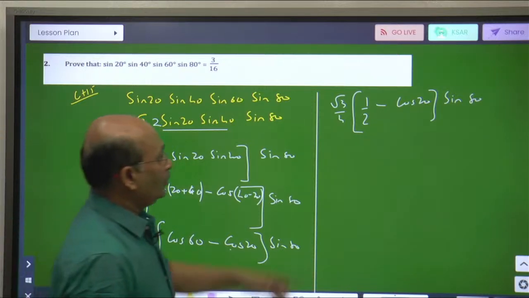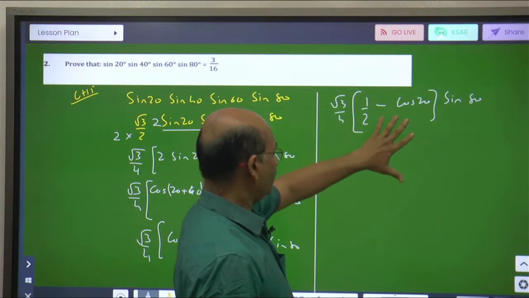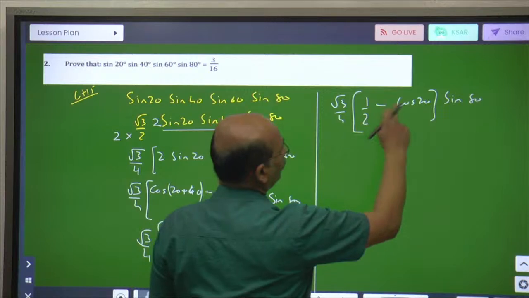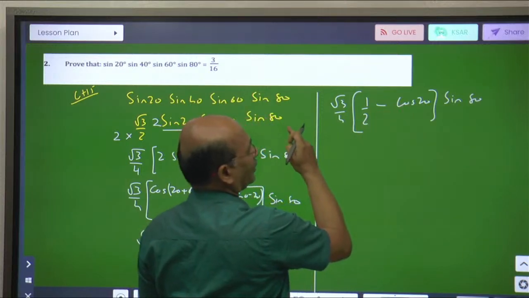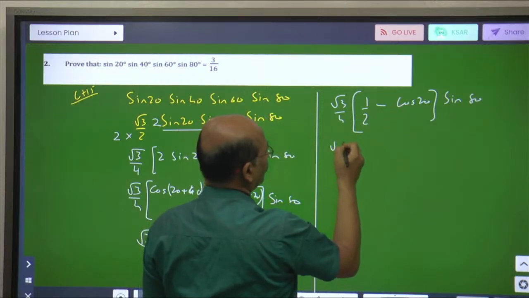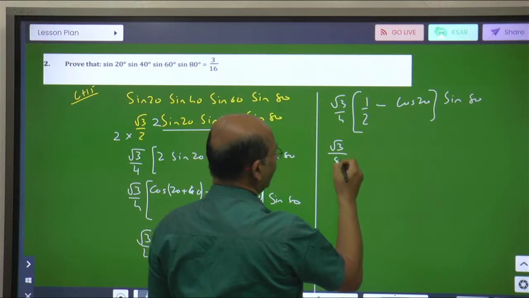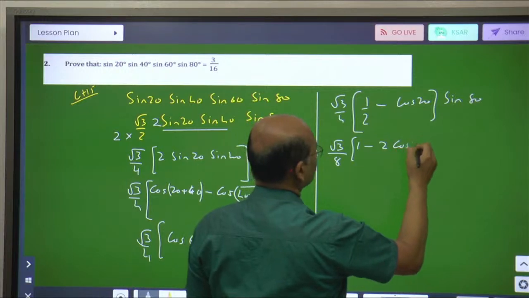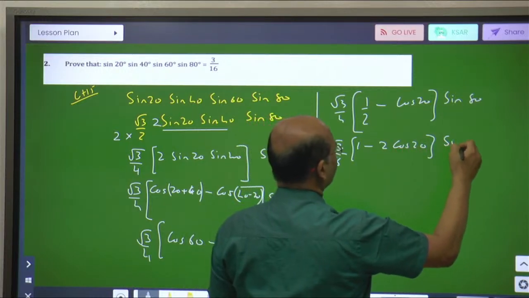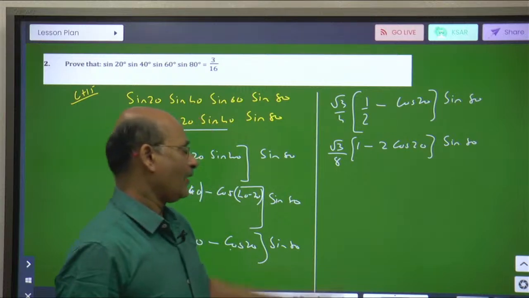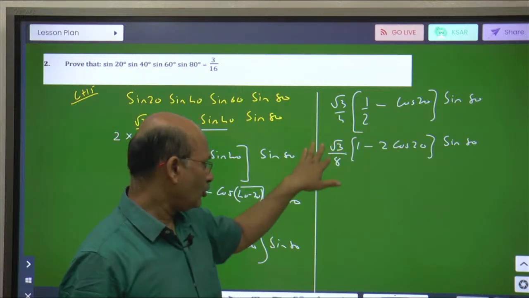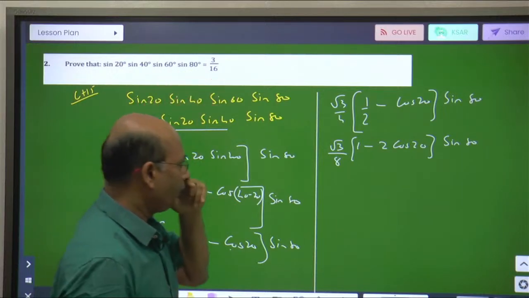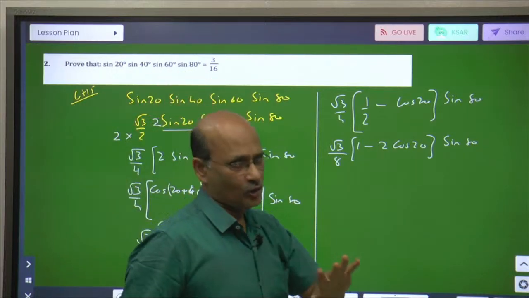Now, first thing, once you finish with this, I put a standard angle cos 60 here. Now this 2, I will find the LCM, then only you can take it out. So this will become root 3 upon 8, because 4 2s are 8, this is 1 minus 2 cos 20 into sin 80. I found the LCM, then I took the 2 out. So root 3, I am nearing this 3 upon 16. Be careful.